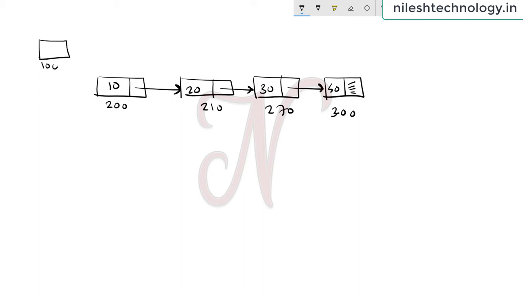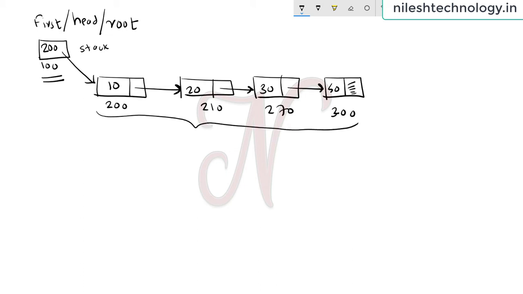This address is 100. They store the address of the first element, so the first element is at 200. This is called first, or head, or root. It points to the first node, so the pointer first has the address 100. First is stored in stack memory, and all of the other nodes are stored in heap memory.